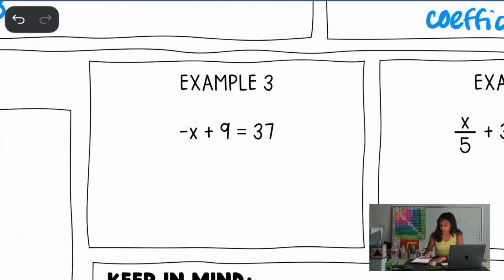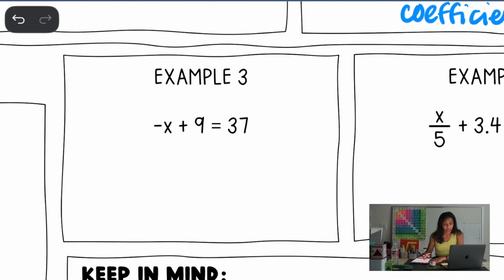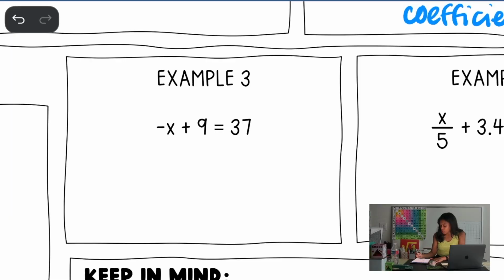All right, here's our next one. This one says negative x plus 9 equals 37. That negative lets me know that technically they're multiplying, so you could multiply by -1 or divide by -1 in order to work around that. But we're going to start by making a zero pair with that 9.